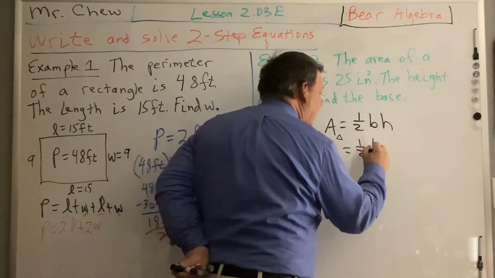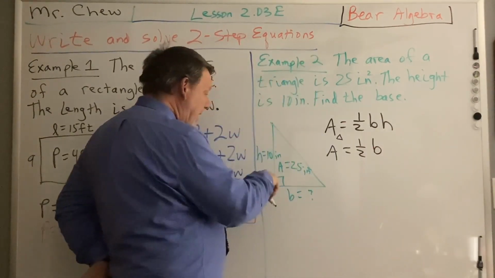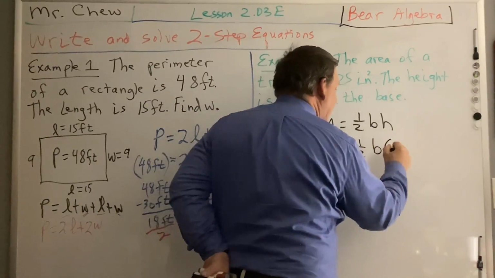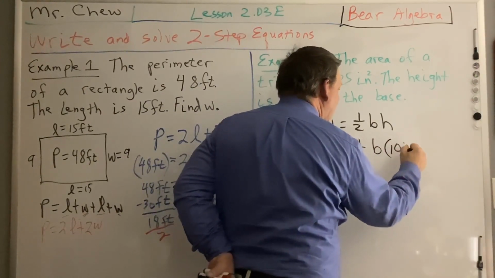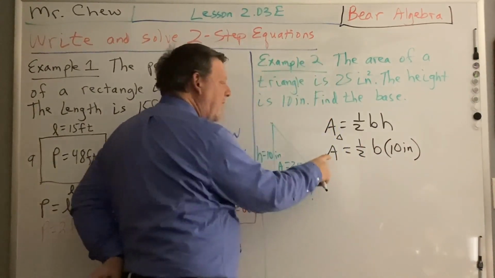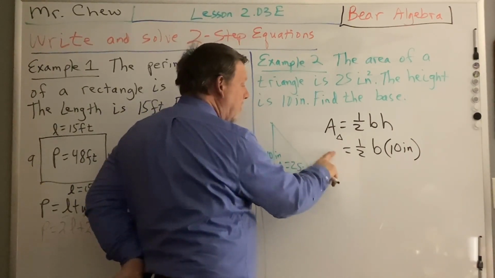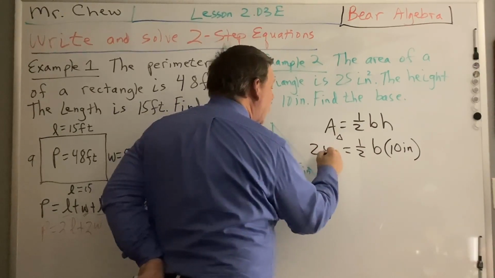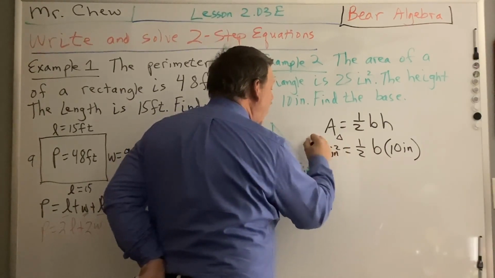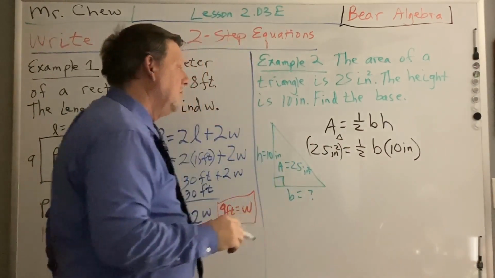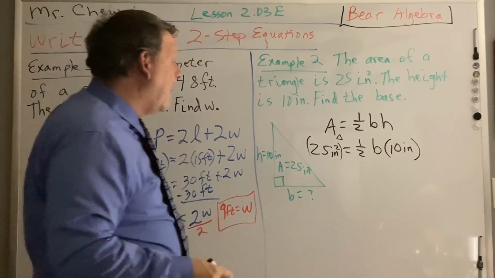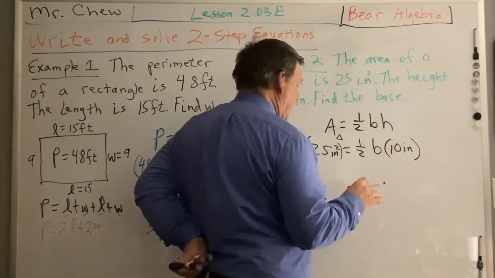Oh, I don't have a value for B, so I'll just write it here. And the value for H, I do have a value for H. Do I have a value for A? Yes, it's 25 inches squared. So when you're substituting, you got to substitute all values. All right, now I've got to solve this two-step equation.